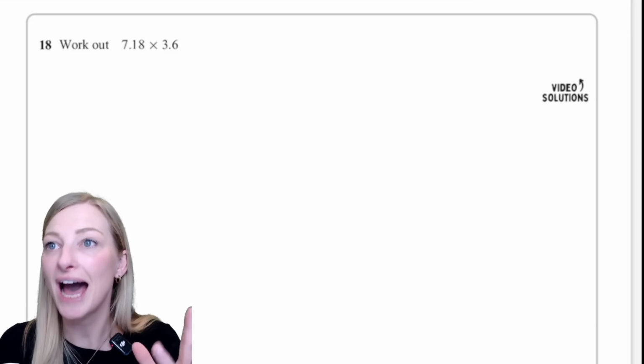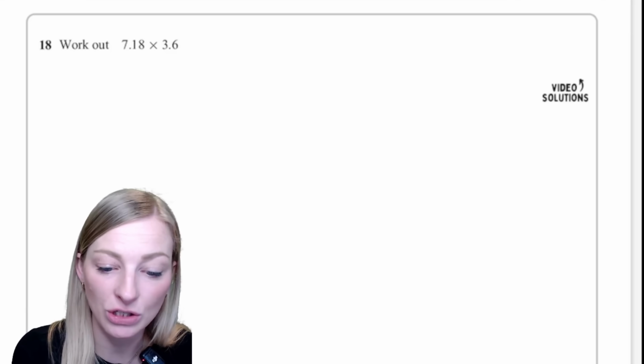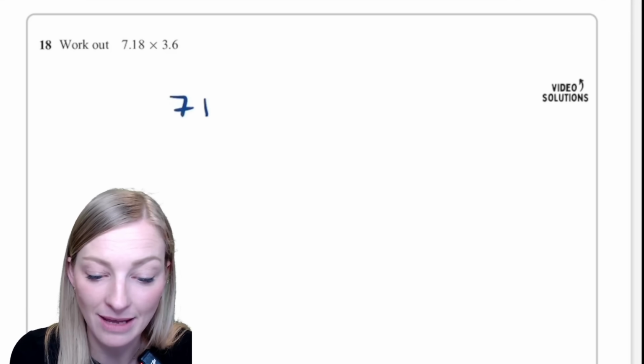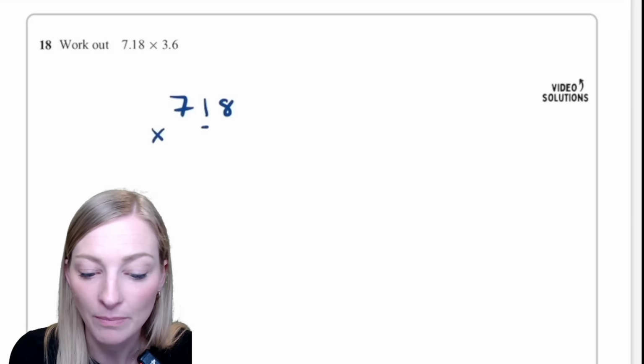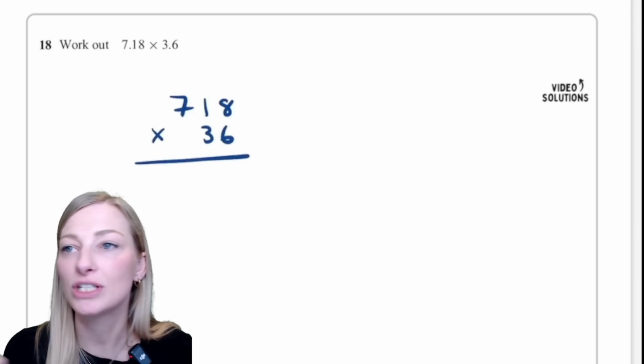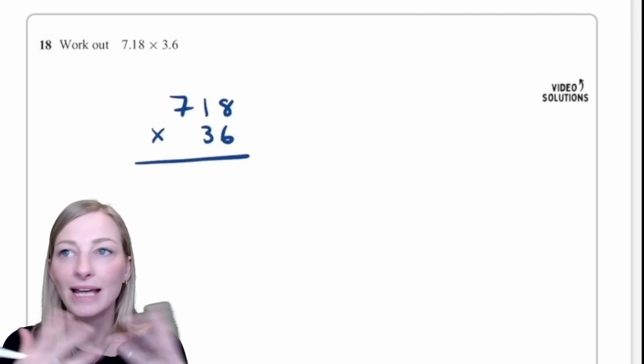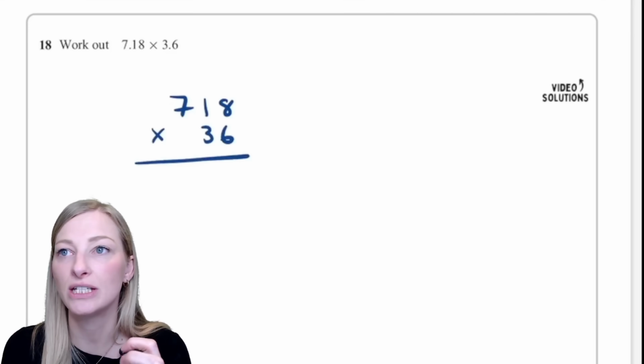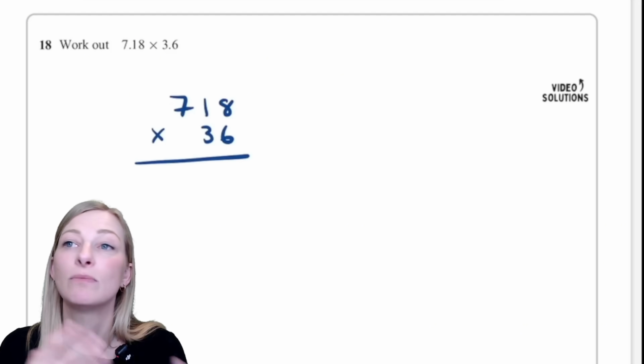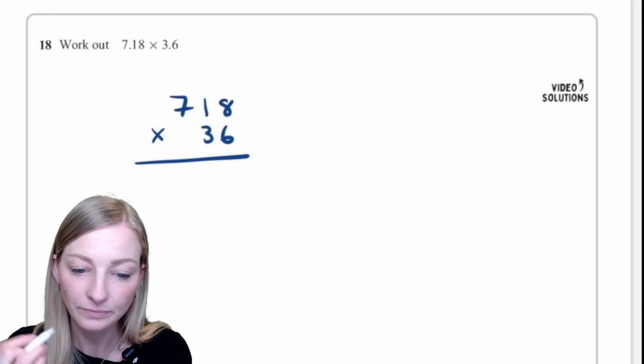I just need you to have a method. So if we're doing traditional column method, I would want you to make this 718 multiplied by 36. Just take the decimal point out. Let's worry about it after. It's not going to change the digits, okay? So let's just multiply this and we'll worry about the decimal point after.